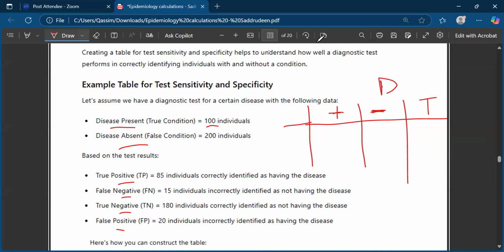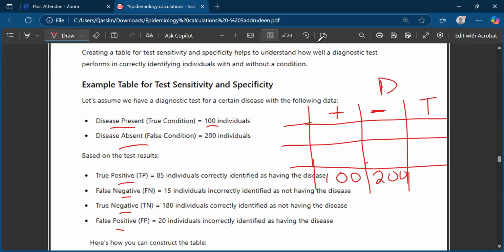So from this information, people with disease present, there are 100 individuals. So total here, down here, I have 100. That is how you construct your table. You just go slowly, like tic-tac-toe, don't be in a hurry. If you draw the table wrong, you've missed everything. Then the total number of people with no disease is 200 individuals. Just draw here 200.